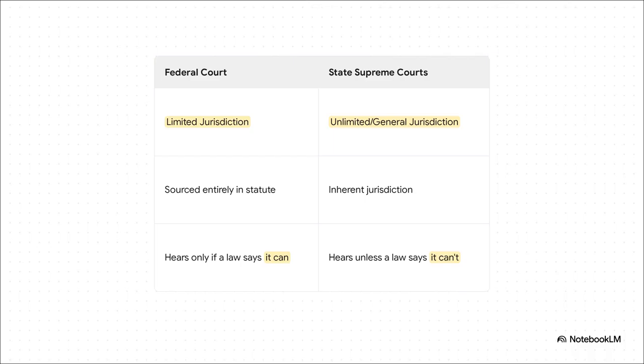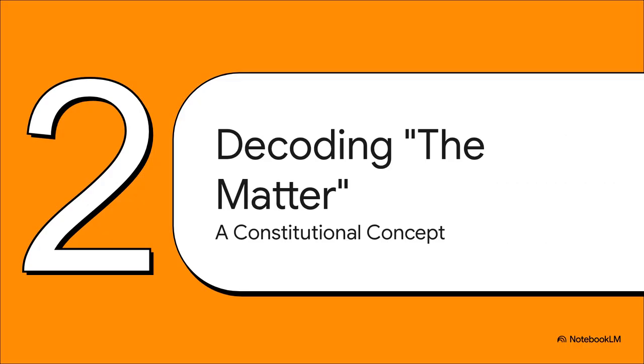And this is the huge difference you've got to remember for the exams. State Supreme Courts, they have what we call inherent or unlimited jurisdiction. They can basically hear anything unless a law specifically tells them they can't. The federal court is the complete opposite. It's a creature of statute. It can only hear a case if a law specifically says it can. It's a fundamental distinction.